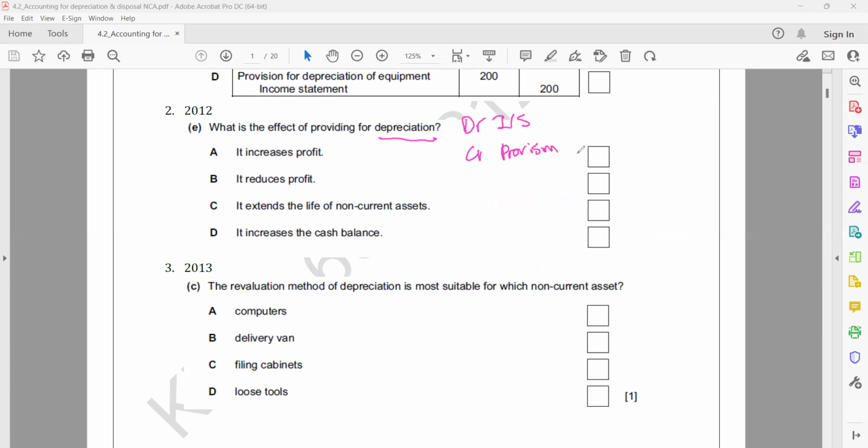So this provision is under the SOFP. It will go to reduce the non-current asset. Non-current asset will be reduced. This debit to the income statement is an expense. Expenses will increase, profit will decrease. So which will be the impact of the depreciation?